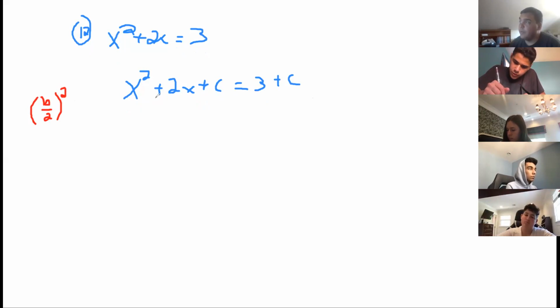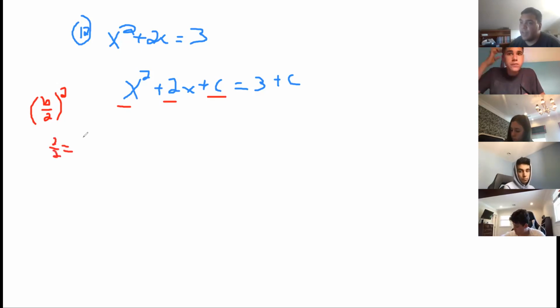So here's 2. Remember, it's always a, b, c. So my b in this case is 2. So 2 over 2 reduces down to 1. Okay? And then 1 squared is 1.